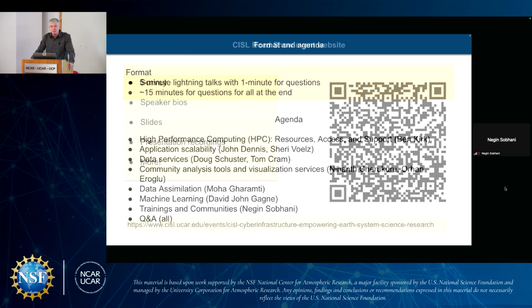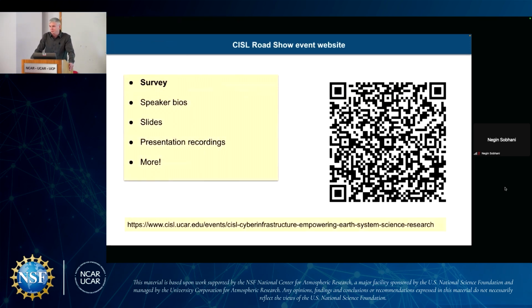So don't be terribly stressed out about not being able to capture the many QR codes and URLs that you're going to see. There's really only one QR code that you'll need to record. It's this one. It takes you to the event website, and we'll show it again at the end when we do Q&A. You'll also find on the website a survey, and that's my one ask of you all. If you could please take a minute or two to complete the survey, we'd greatly appreciate it. That should be about all the time it takes. It's really short. You'll also find speaker bios, slides, and of course the presentation recordings.